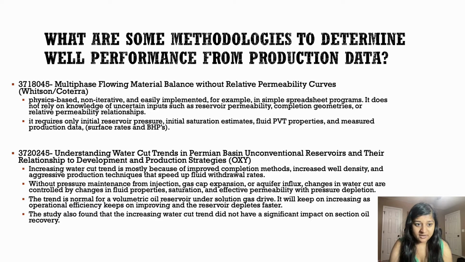The next paper I thought was very interesting, that Oxy wrote, is about understanding water cut trends in the Permian Basin unconventional reservoirs, and their relationship to development and production strategies. So I wrote some takeaways that came from the paper, and these are some of the conclusion bullet points. For instance, increasing water cut trend is mostly because of improved completion methods, increased well density, and aggressive production techniques that speed up the fluid withdrawal rates.